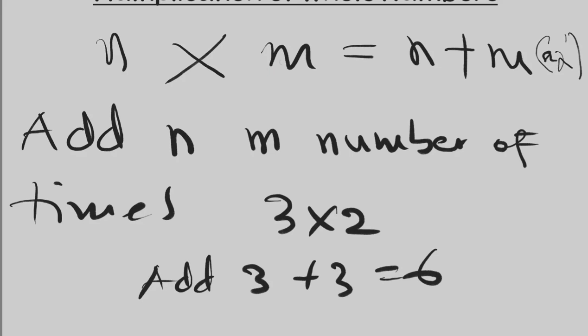So if m is 2, it's going to be n plus n. If m is 5, it's going to be n added 5 times. Whatever number you see right here is what it means.